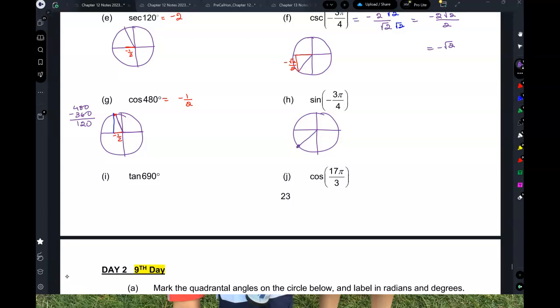Okay, to get to this point, how do you get to this point from the origin? You have to go horizontally a little bit and vertically a little bit. The amount you go vertically is the same as the sine. That's the answer, right? That's what we've been doing. So horizontally, we go negative root 2 over 2. Vertically, we go negative root 2 over 2. So the sine is the vertical distance, negative root 2 over 2.